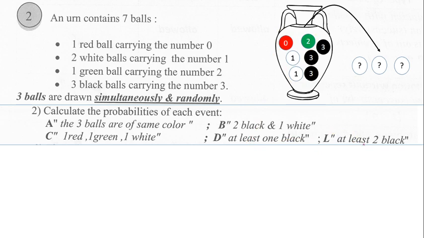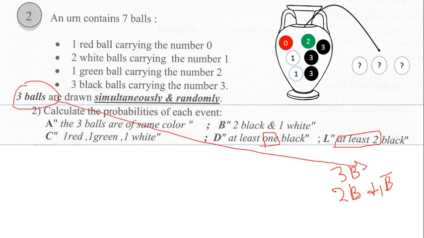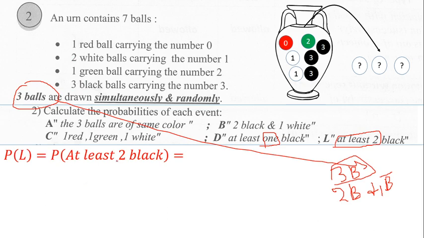Let's move to the last event C, L. At least 2 black. Here before it was at least 1, now at least 2. Here I don't prefer to go for the complement, because if you need at least 2, 2 or more, you can have 2 black in addition to 1 non-black, or you can have 3 black. You can't have more than 3 black, because you have chosen 3. So the maximum is 3, not because we have 3 black, even if we had 4 black or 5 black. So the maximum is 3 black. So at least 2 black.